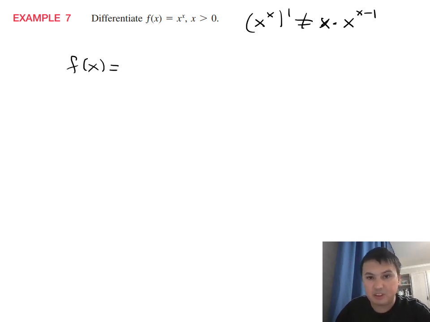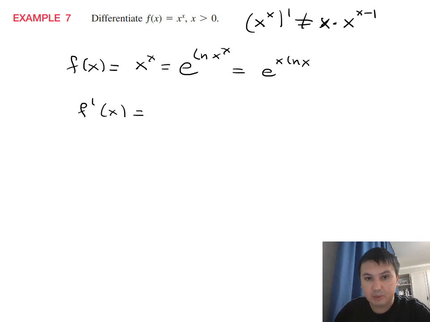Well, the trick is again to represent x to the x as a power of e, right? So you can write it as e to the ln of x^x, which is e to the x ln x. Now if you take the derivative, what do we get? Applying the derivative of e to the u, this is e to the x ln x multiplied by the derivative of x ln x.